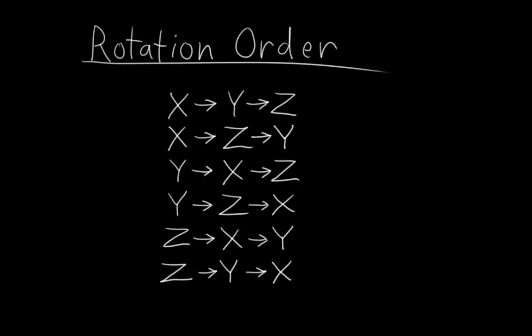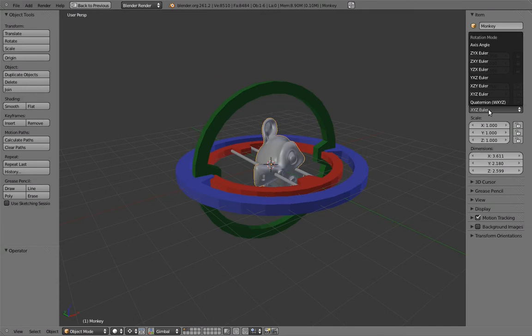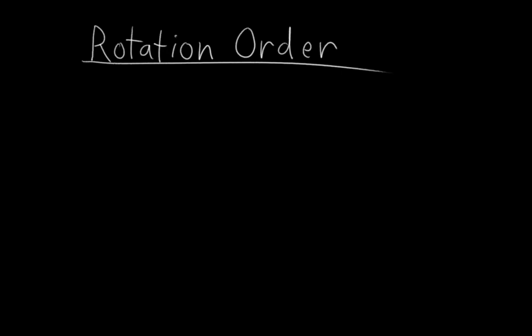Blender has a simple way to choose this. In the rotation mode menu, you see a bunch of Euler options. The x's, y's, and z's next to each of those indicate the rotation order from left to right. So, for example, ZXY Euler means an Euler rotation that rotates on the z-axis first, then the x-axis, and finally on the y-axis. This ability to choose the rotation order is actually really helpful.